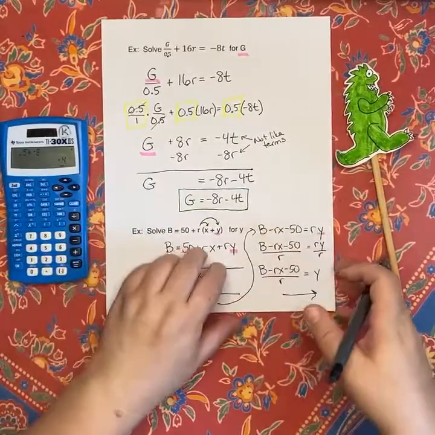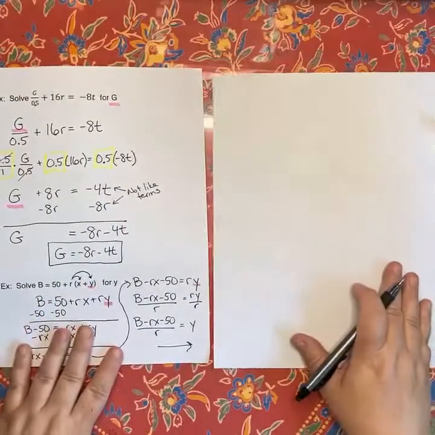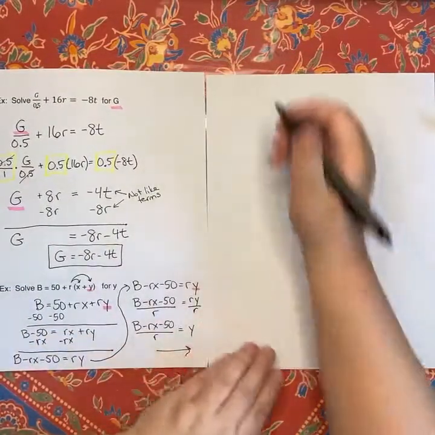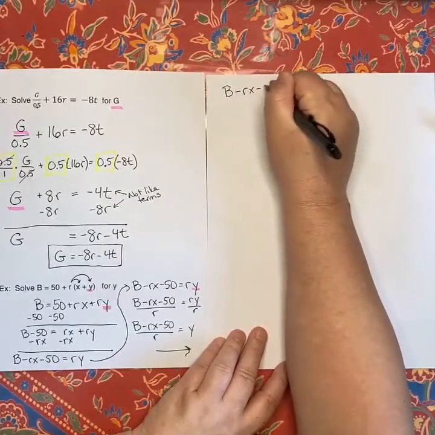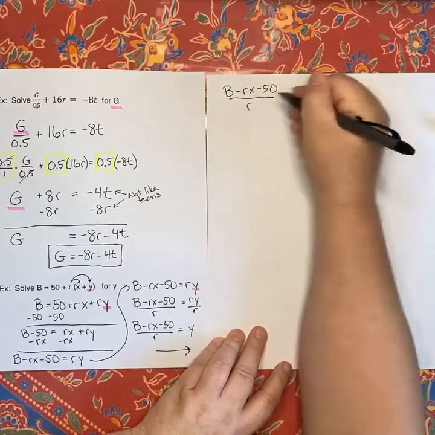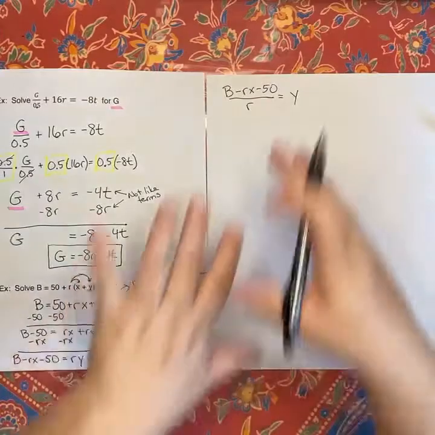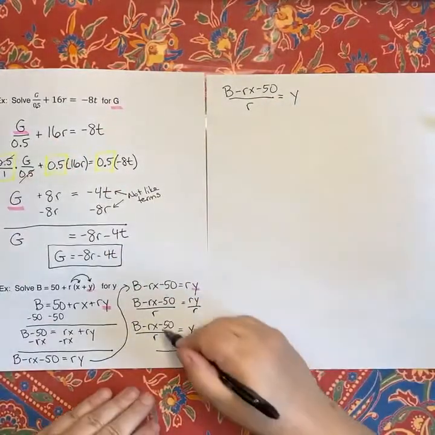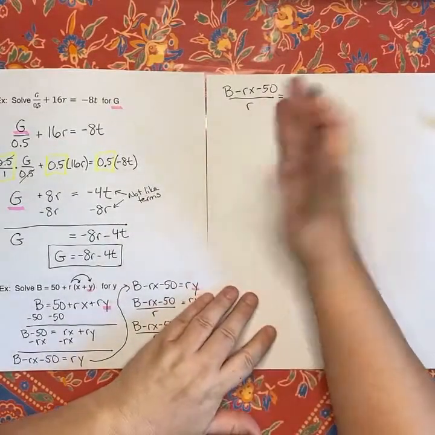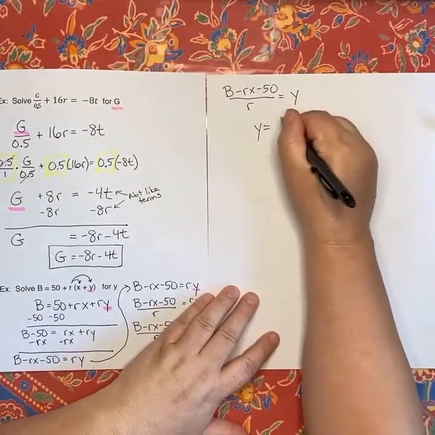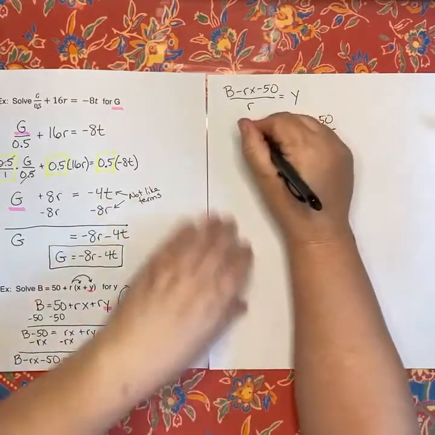I knew I hadn't given myself enough space. I should have just printed this on its own paper. I was thinking, oh, maybe I could get it onto one page. Nope, I can't. So I'm going to rewrite this. B minus rx minus 50 all over r equals y. Remember, when you're switching pages or writing in a new space, don't try to change anything. Just copy exactly what you have and then do whatever magic you're going to do. In this case, I'm just going to flip it around. I'm going to say y equals b minus rx minus 50 all over r.